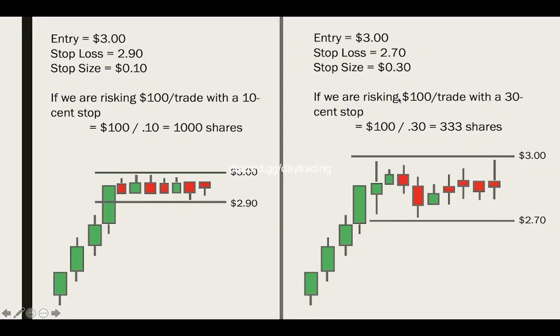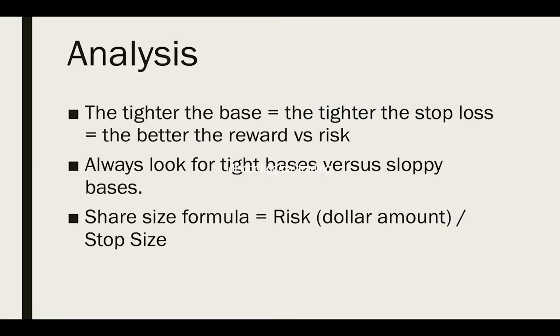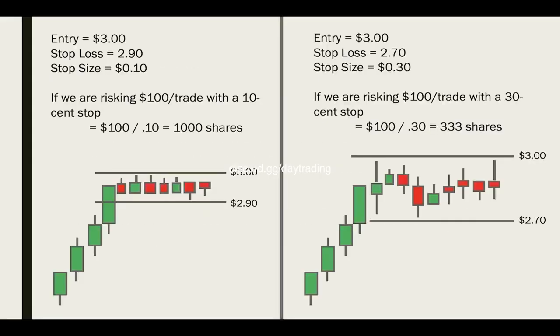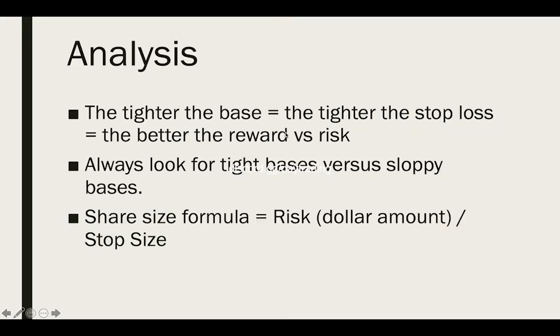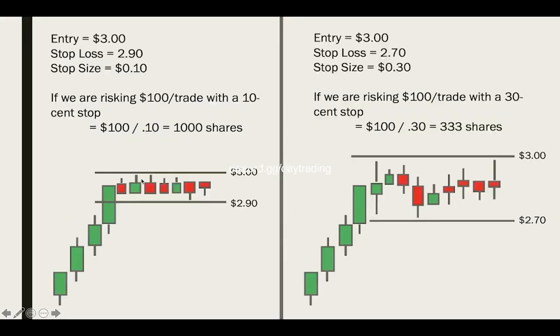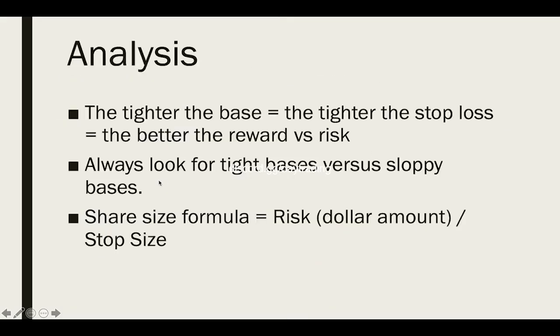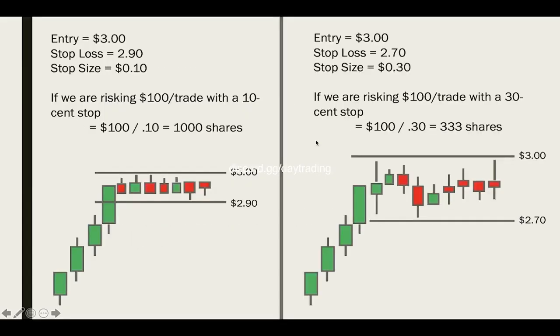So, looking at what I've presented you right now, you must have an immediate conclusion. And that immediate conclusion is the tighter the base, meaning the smaller the base, the better. You can see how this one is all sloppy. It's all over the place. It's a large base. It's not tight like this one. This one's small. It's clean. It's not sloppy with a lot of tails and all that. The tighter the base, the tighter the stop loss, and the better the reward versus risk. Because think about it.